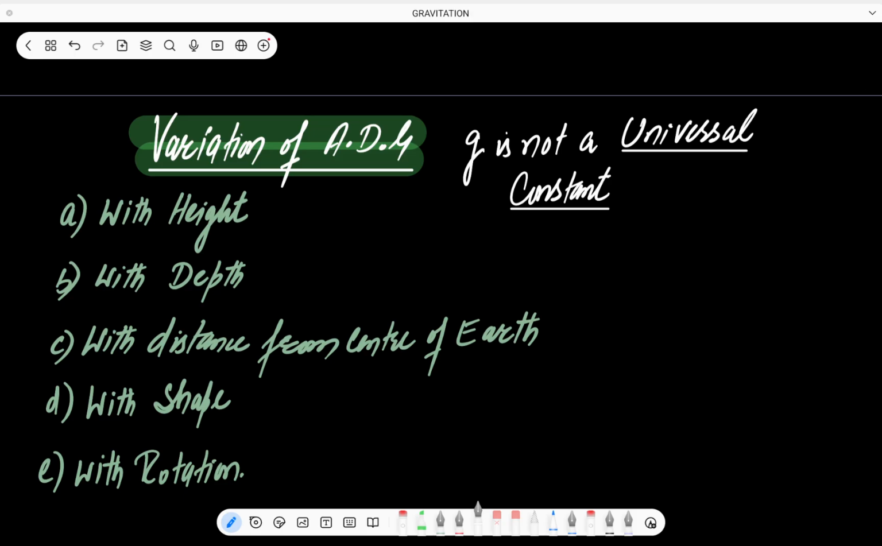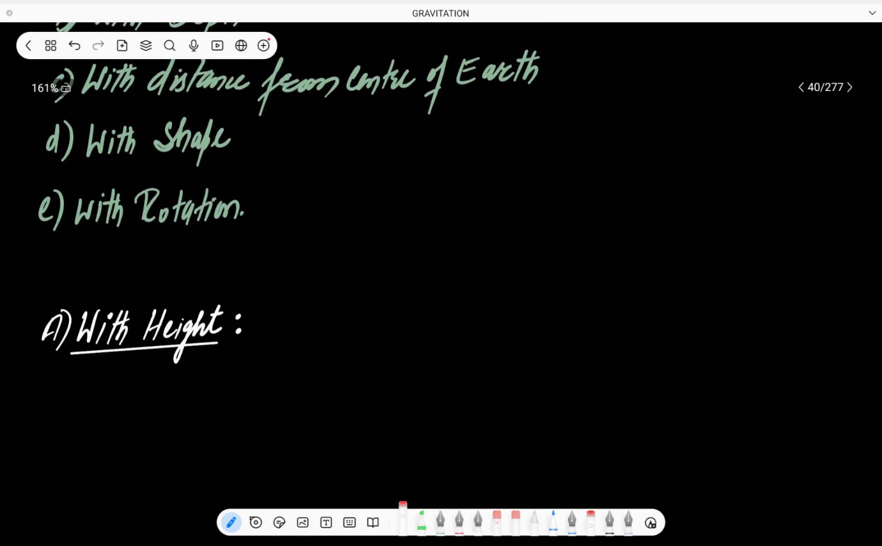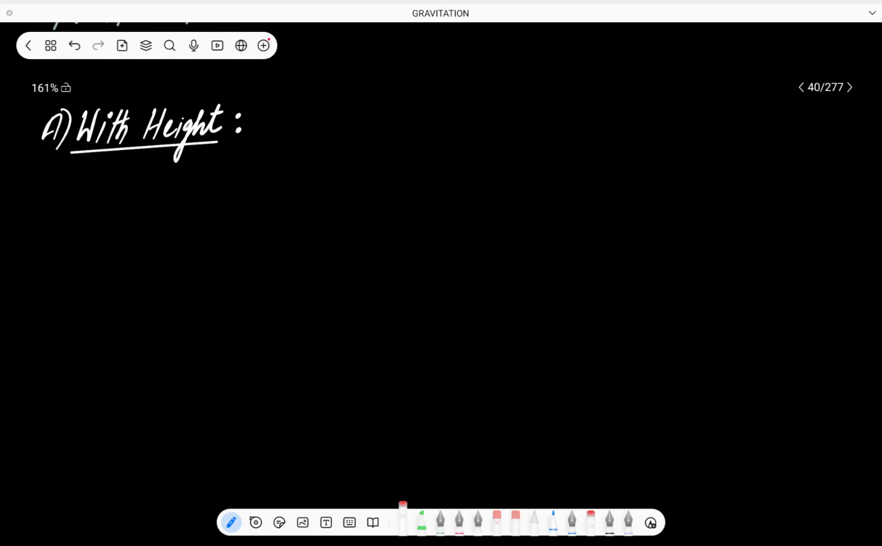So how does acceleration due to gravity vary? Number one, it varies with the height. Number two, it varies with the depth as you move away from the surface of Earth, upwards or downwards. Number three, it varies with the distance from the center of the Earth. And number four, it also varies with the shape of the Earth. And it also varies with the rotation of the Earth. We will discuss each of these one by one. First and foremost, we will discuss how acceleration due to gravity varies with the height.